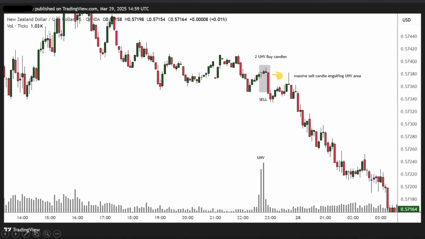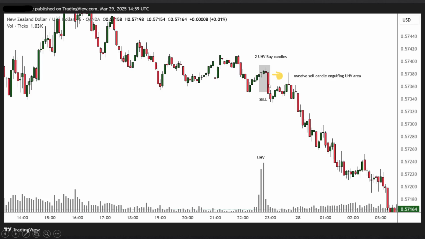now this is the chart of New Zealand USD, 5-minute or 15-minute chart. Market is going down, suddenly market was correcting up. Suddenly on this 5-minute chart there was some high transaction going on. There were 2 small bullish candles with massive ultra high volume. Then market reversed back, a strong bearish engulfing pattern came in, a strong sell candle engulfing the previous 2 buy candles.